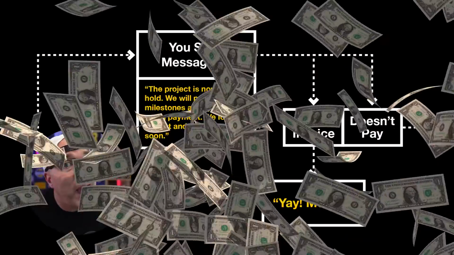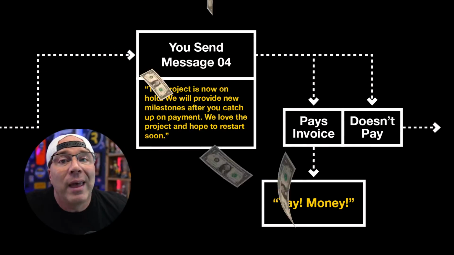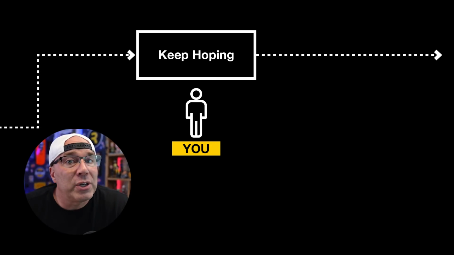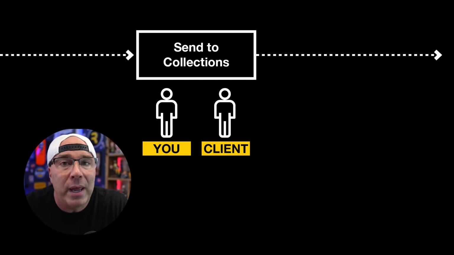Yay, money, they're going to pay, or they're not going to pay, and then you've got a decision to make. The project's already on hold. You told them it was on hold. You can sit around and keep hoping that they're going to pay. You can send them to collections. Go hire a collections company to go and hound them and try and get them to pay the invoice.